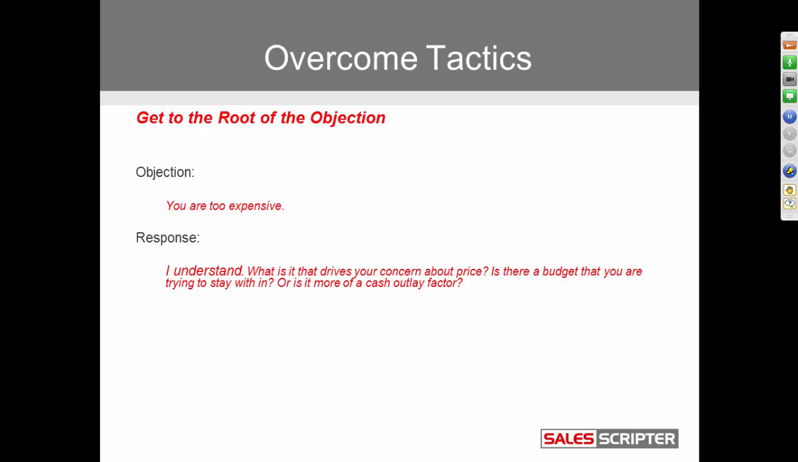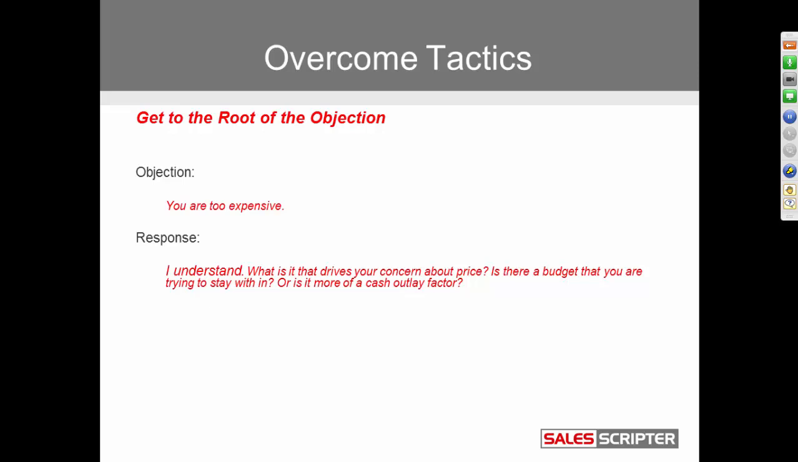Another tactic is to get to the root of the objection. A lot of times, and this goes for when people complain about something or have an argument with you or disagree with you, they might say something, but the root of what they're saying is actually something slightly different. For example, somebody might have the objection of, you guys are too expensive. Try to understand what is driving that feeling or that concern. And so you want to get to the root of that.